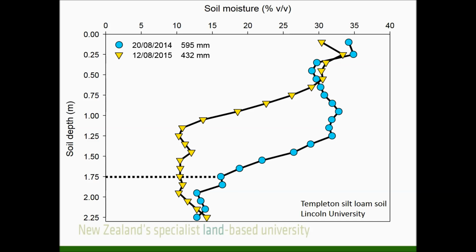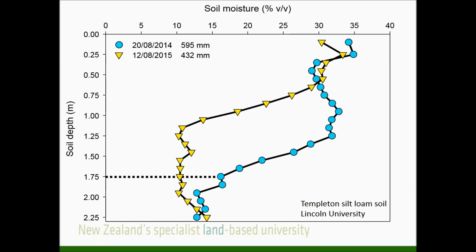But the difference was below about 0.5 metre to 1 metre, there was no longer 30% moisture content there. We hadn't recharged the soil profile, so in fact it was still quite dry. And the Templeton silt loam soil here is indicating that it didn't have enough rainfall into it to push those yellow triangles back towards where they should have been, which is up where the blue dots are. So that means we start the spring with a whole lot less soil moisture in the bucket. The bucket is still the same size, but it hasn't filled up very much during the winter.